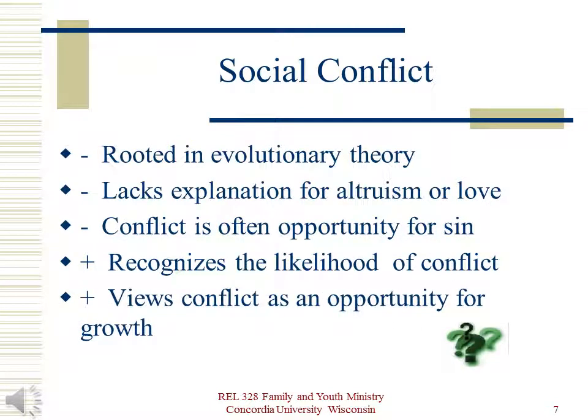So let's look at what there is to keep and what there is to give away in social conflict theory. Well, first of all, a negative that it has is that it is rooted in evolutionary theory, and that creates some difficulties for us. Secondly, it lacks an explanation for altruism or love. Why would anyone do anything if it didn't benefit oneself? So we have difficulty explaining any kind of self-sacrificing actions.